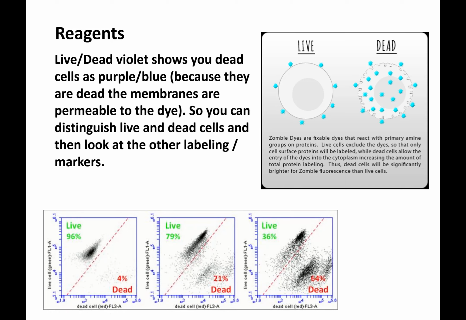Live/dead violet shows you dead cells as purple. And I love this, zombie dyes. When it's a live cell, it excludes the dye. When the cell is dead, the membrane is more permeable, and so the dye can go in. And then you can use flow cytometry and FACS cell sorting, which I'll talk about in just a minute, to distinguish the live cells from the dead cells. So there's markers so that they can tell what percent of cells in a mixture are live versus dead.